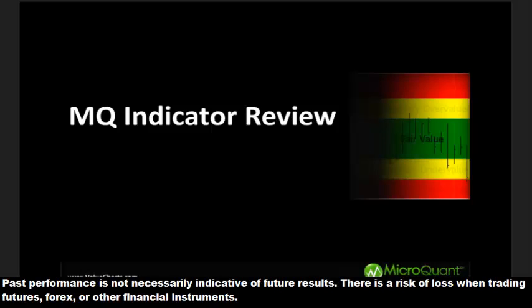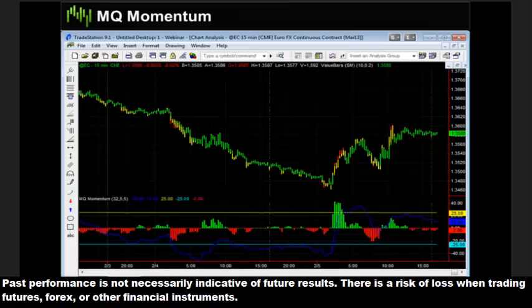Let's go ahead and dive right in. The MQ indicator review is going to be the first section of the webinar tonight, and there are a number of very exciting strategies and indicators that we have included in the MQ indicator suite, but let me just go over a couple here. The first one is the MQ momentum indicator. This is probably one of the ones that I use most, and Thomas uses as well in the live trading room. Momentum is a critical part in analyzing any market from a technical analysis perspective.